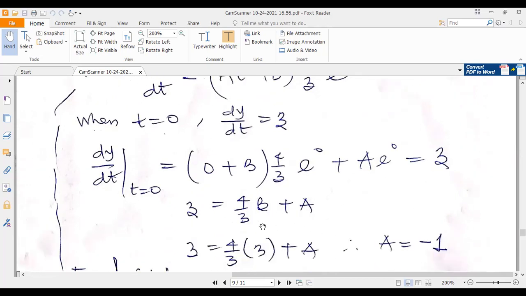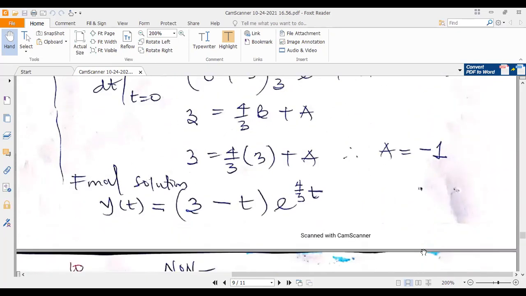Do you know that we've already obtained our B to be 3? So you substitute B = 3. In this case, 3 will cancel 3, then 4 will go to the other side and give you minus 4 plus 3. So A is minus 1. So this is the final solution. Any question on this?